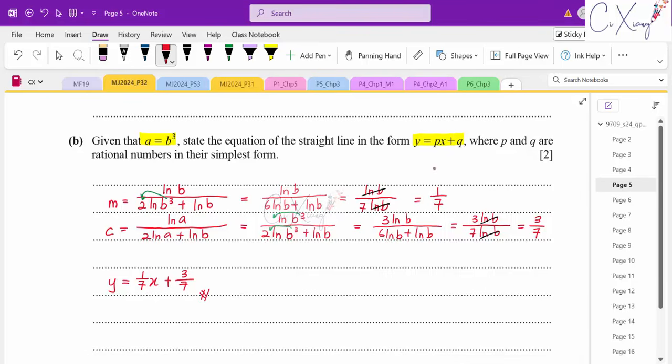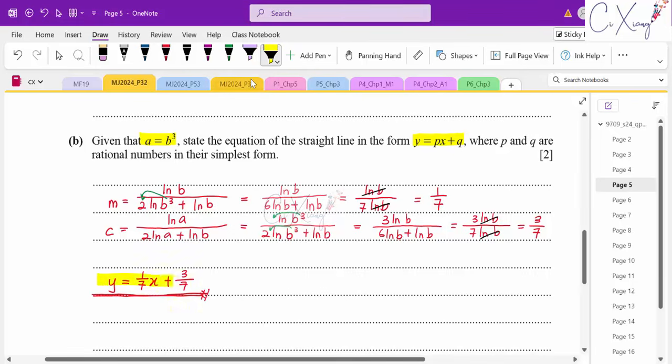And this is particularly what they want us to show here, like px plus q. They just let the gradient equals to p, then the y-intercept equals to q. So p is 1 over 7 for our case here, and then the q is actually 3 over 7. Okay, so this is how we solve question number 3.